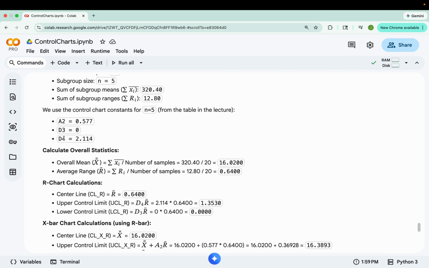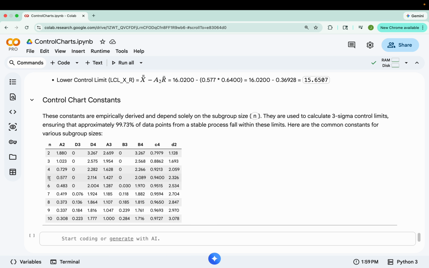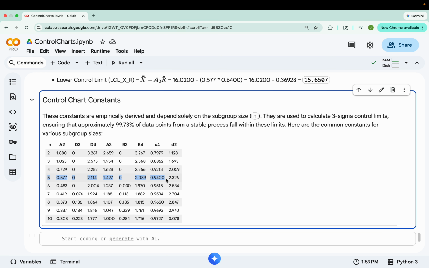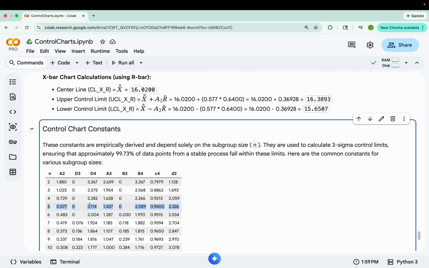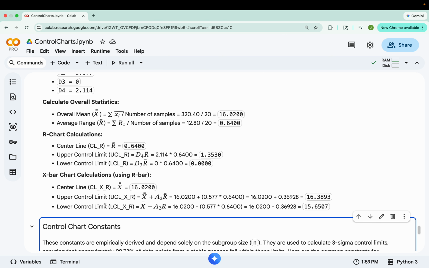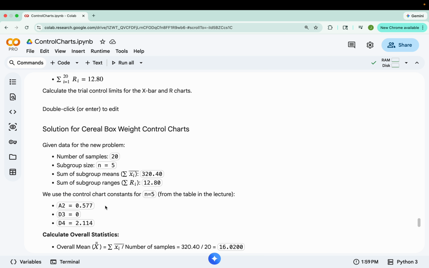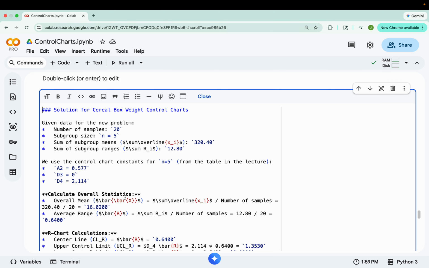Okay, so A2, D3, and D4, you're going to go to the sample size here of 5, and we're going to say A2 is 0.577. Okay, the A2 value is going to be this 0.577, and we need also to calculate D3 and D4. So D3 is 0 and D4 is 2.114. So that's how we calculate the values of this right here, from that chart.